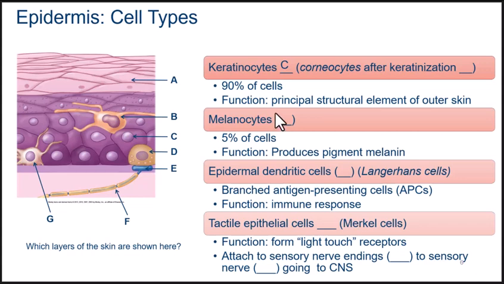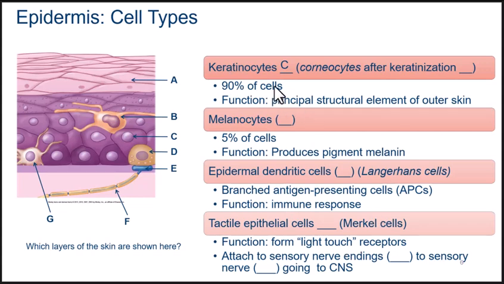Keratinocytes are cells that eventually become filled with this tough, fibrous protein called keratin. So they're cells that are going to be filled with keratin, which is, again, a tough, fibrous protein. It is keratinocytes that are the principal structural element in our outer skin, and they make up the majority of what we can call epidermal cells present in our skin, up to 90%.